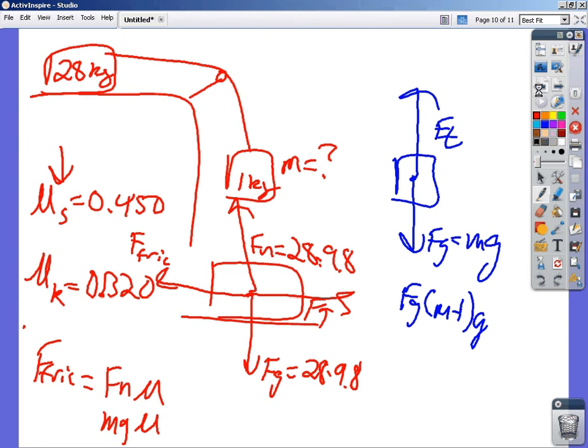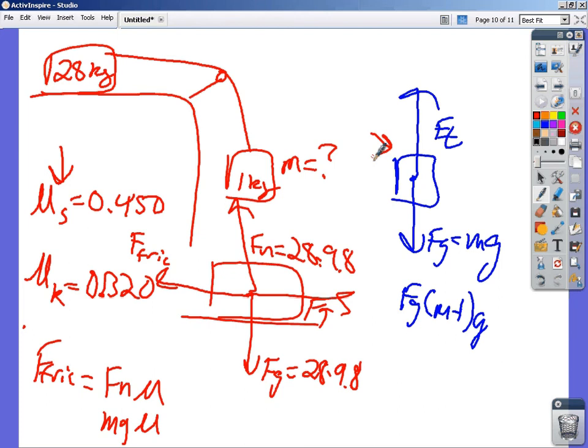Part 2 is not as important. I mostly just wanted to do part A. It says B, calculate the acceleration of the system. Here's where you would have to know the difference between static and kinetic friction. Now that it's moving, you would use mu k, the kinetic friction, which is 0.320.